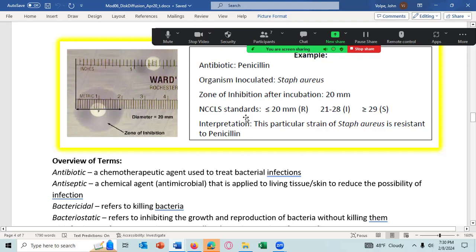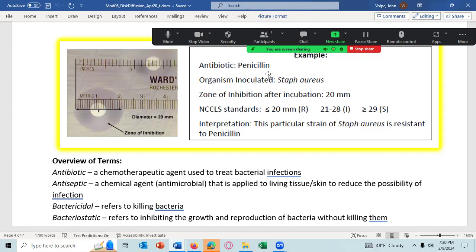On the other hand, if the size of the diameter of the zone of inhibition were to be between 21 and 28, we'd say that this bacteria is intermediate to this antibiotic. And if the size of the zone of inhibition were to be equal to 29 millimeters or greater than 29 millimeters, we say that Staphylococcus aureus is sensitive to this antibiotic, penicillin G. Any question about any of that?